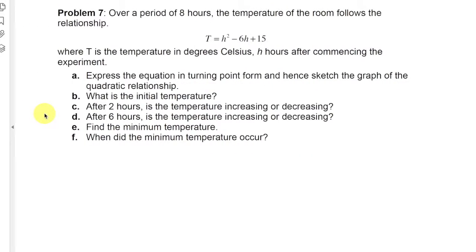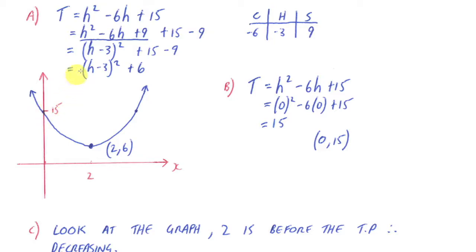I also need to sketch that graph. I know in that turning point form that the dilation factor is +1, so it's going to be upright. And looking at the expanded form, if I substitute h equaling 0 into this, I'm going to get 15. So I know my y-intercept is 15. And so that's all the information I need.